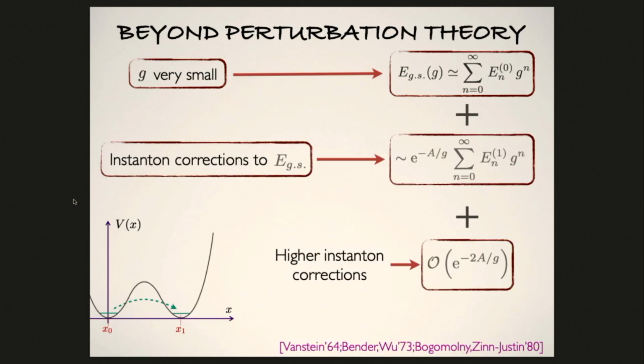So I did say it, I have g very small. I calculated the ground state energy as a perturbation, so just a perturbative series. But I know I have instanton corrections, which I need to add. But I don't have just one exponential. I have multiple instantons, so I have all possible exponentials to add. So somehow, in order to actually get my full result, I need to add all of this.